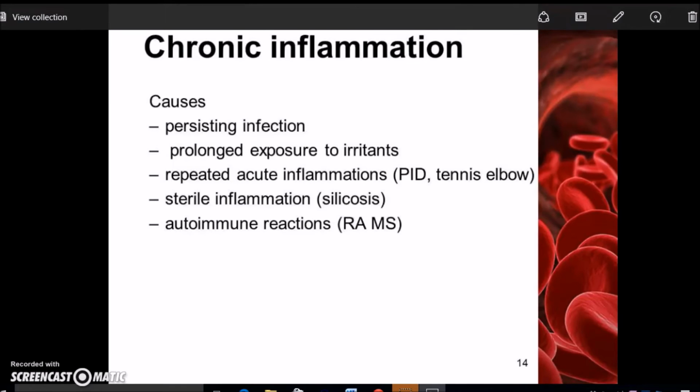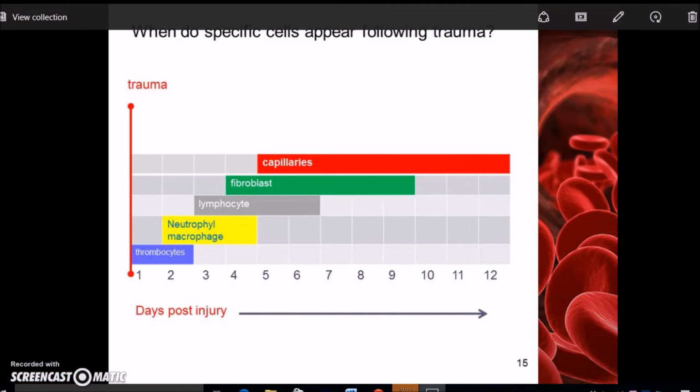The causes of chronic inflammation can be multiple. We have persistent infection, prolonged exposure to irritants, repeated traumas such as prolapsed intervertebral disc can cause chronic low back pain. We don't have to have an infection to have inflammation, so we can have sterile inflammation, or we can have an autoimmune response where the body attacks its own tissues, and examples of that would be rheumatoid arthritis or multiple sclerosis. I've just tried to show you a little bit more detail here about when the specific cells appear, so you can read this in your own time.